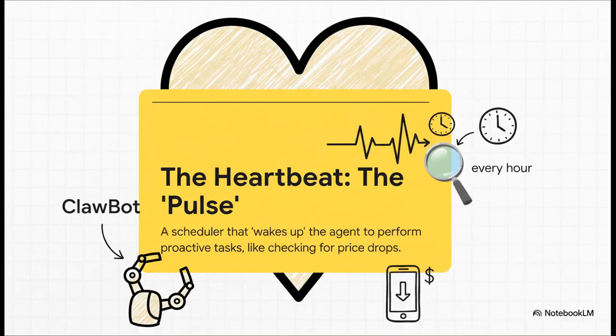Now, this next part is what really separates an AI agent from just a simple chatbot. It's called the heartbeat. It's basically a scheduler that allows the agent to be proactive. So instead of just sitting there waiting for your command, Clawbot can be programmed to wake itself up every hour to check if that phone you're looking at has gone on sale. It's what gives the agent a real sense of autonomy.